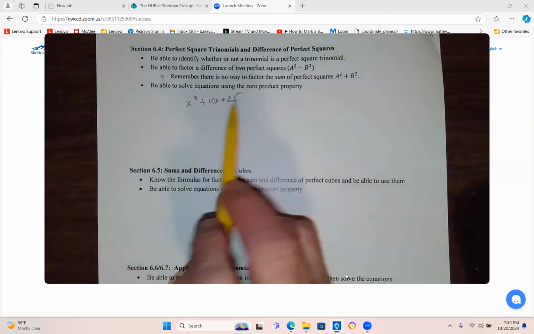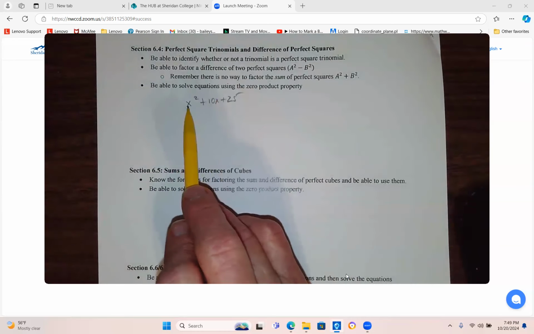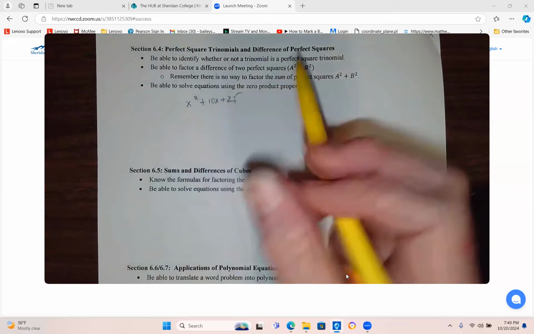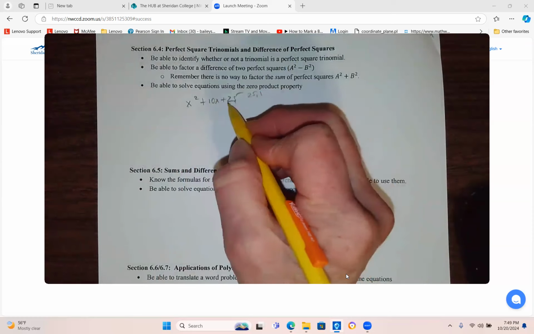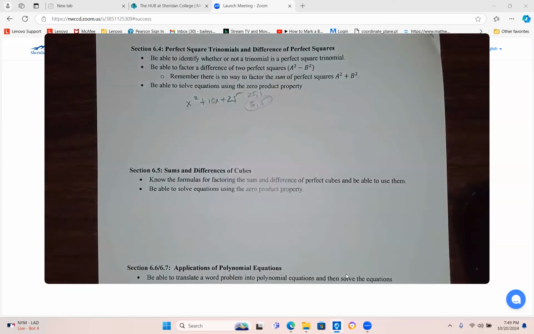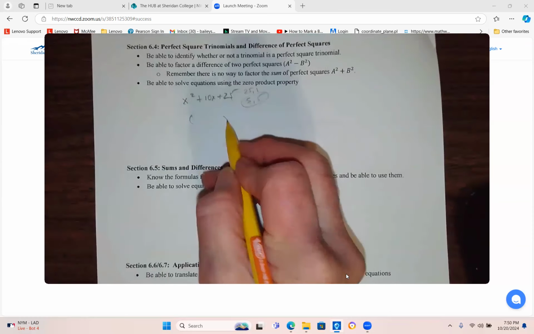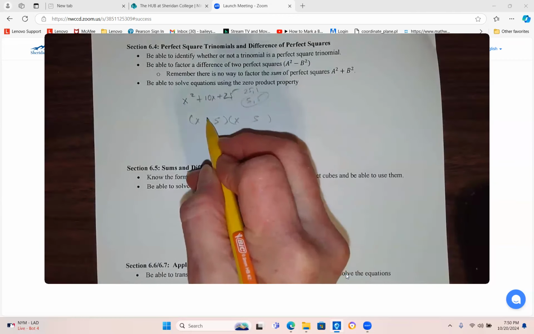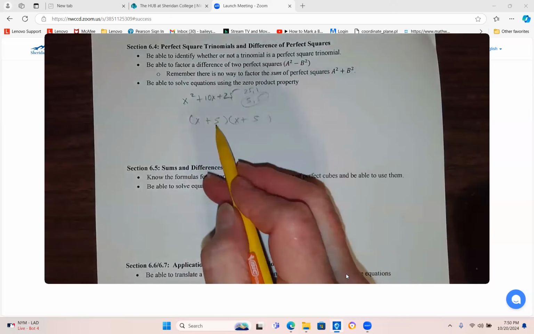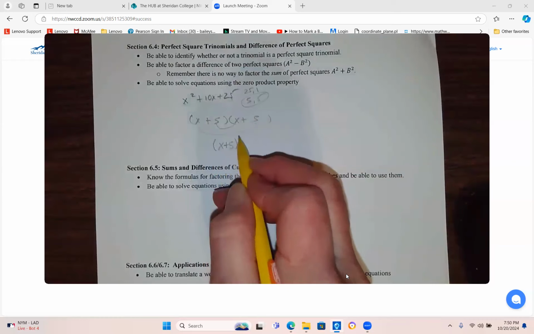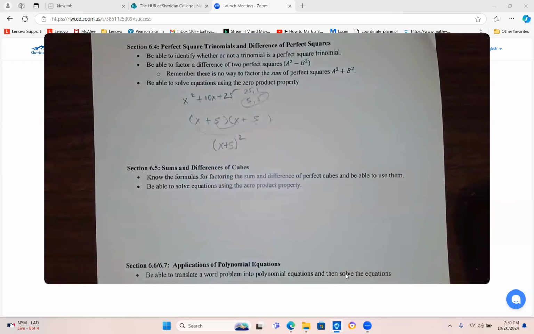Okay. If something times itself gives you this, and something times itself gives you this, try that first in your guess and check. I mean, you could use 25 and 1 multiplied together, but I would use that combination first and try it. So then you've got your x times x, 5 times 5, everything's positive. And you do get your 10x. And the best way to write that is like that. Okay. That's a perfect square trinomial.